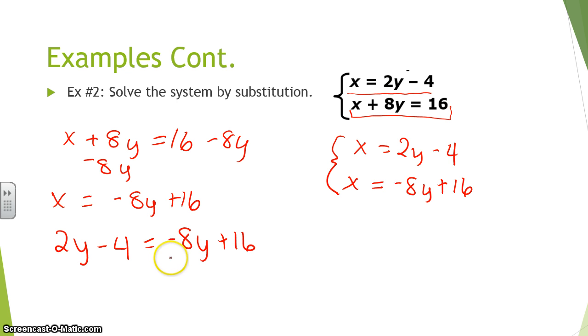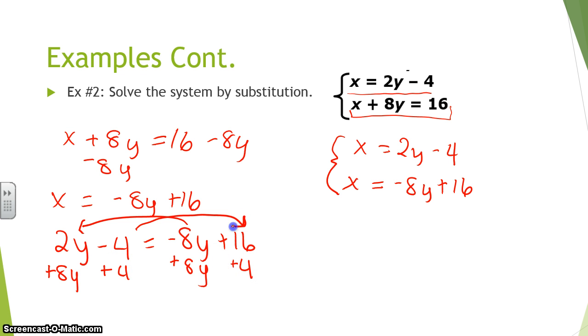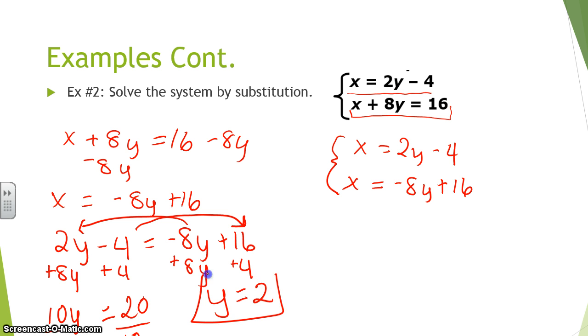Let's add 8y to both sides. So I'll move the y's over to the left. I'll add 4 to each side. So I'm moving the numbers by themselves to the right. 2 plus 8 is going to give me 10y equals 16 plus 4 gives me 20. I solve for y by dividing 10 to each side. So y is going to equal 2. 20 divided by 10 is 2.